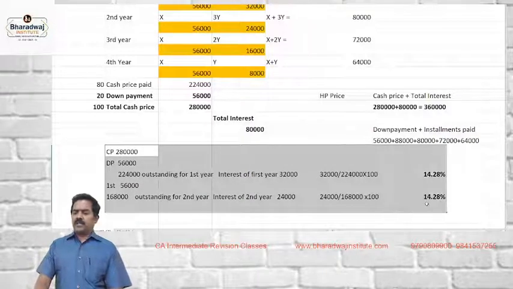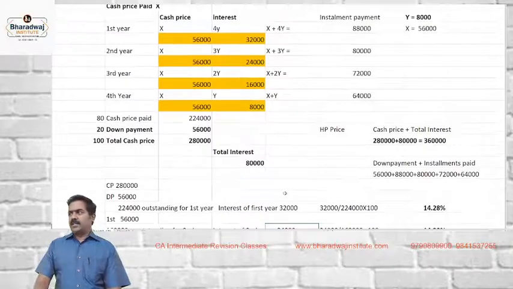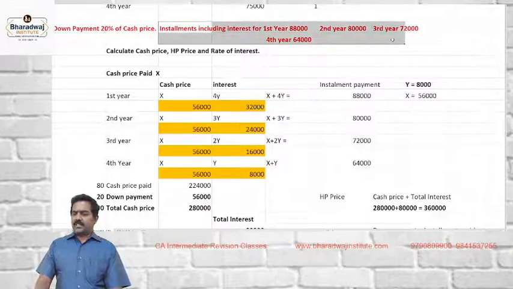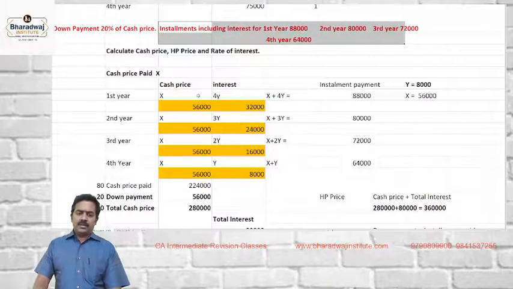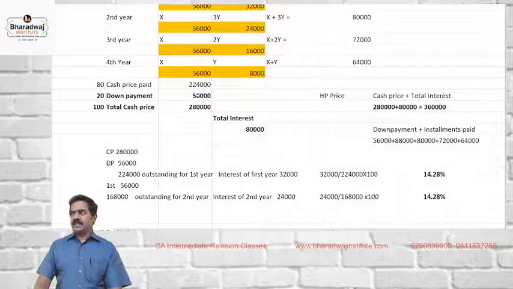So it is a kind of reverse working we do to find out the rate of interest. This question can be tested where we are given only installments paid. Using the installments paid and logic, we have to find out the cash price and other things.